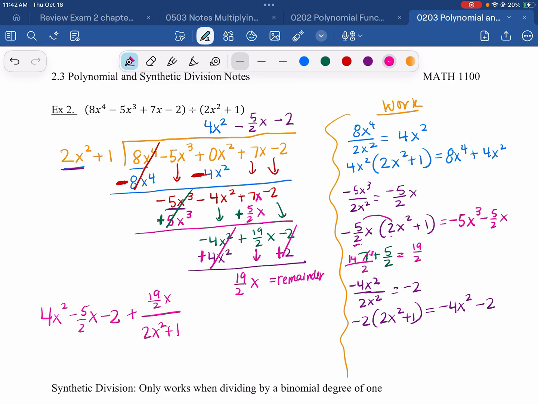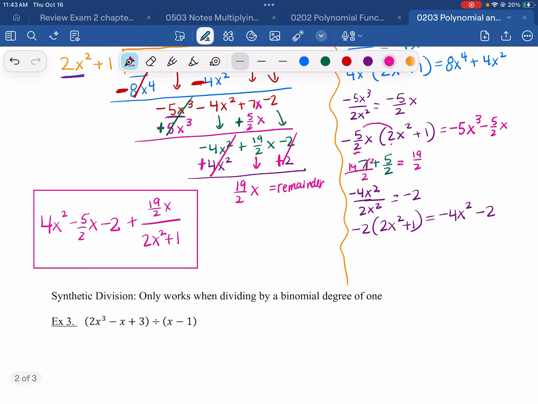Yes, this looks terrible, but when we're doing long division, it's okay to look terrible. I know we have a complex fraction. We normally don't leave them like that.